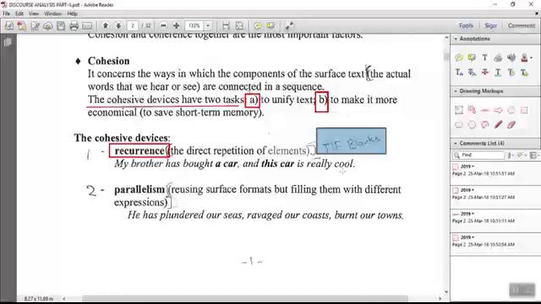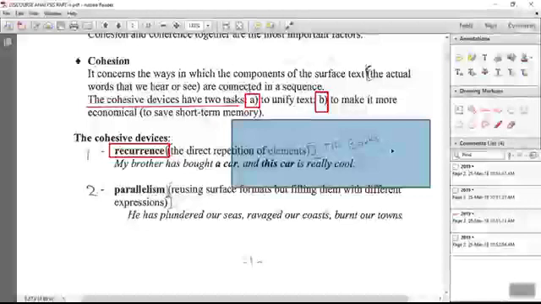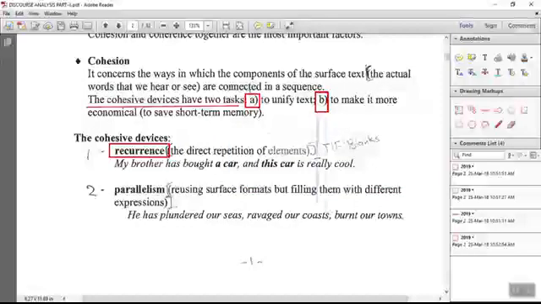This question may come with a box containing words, and sentences with blanks where we choose from the words, or without a box, just blanks. So the cohesive device number 1 is recurrence, the direct repetition of elements. Example: my brother has bought a car, and this car is really cool. So we have car and car repeated. This is recurrence, repetition, reiteration.